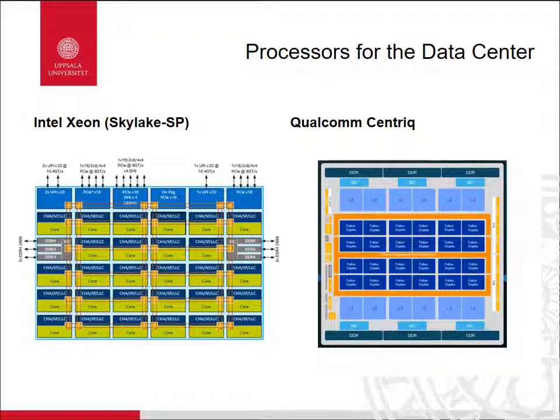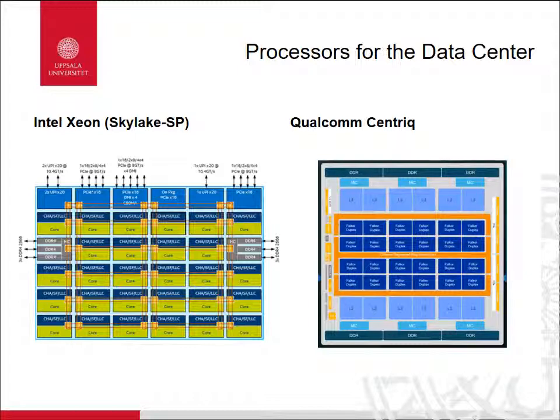With these design goals in mind, we're going to have a look at two high-end processors that target the data center. The first one is the Intel Xeon processor, which is codenamed Skylake-SP. And the second one is a new processor by Qualcomm, the Centriq processor. We'll split our analysis into two parts. We'll have a look into the design of the processor core, and once we've done that, we'll see how all those cores are put together to form a system.